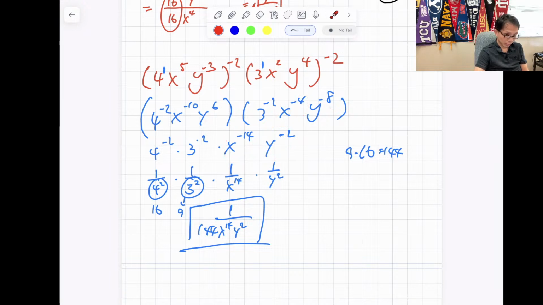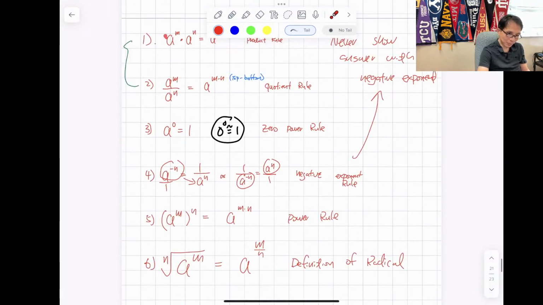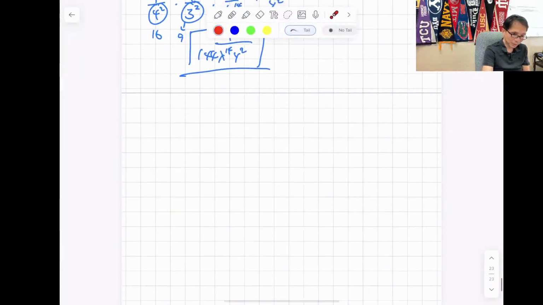Got it? And since these have different bases, they cannot multiply together, because the exponent rule says they have to be the same base. If you look here, it has to be a and a. It does not change to just a, it's still a to the something. But they have the same base, so they can multiply together. Got it? Okay. Next question.